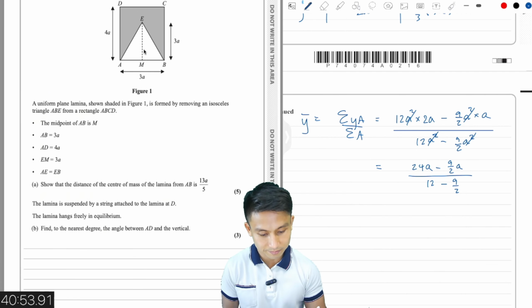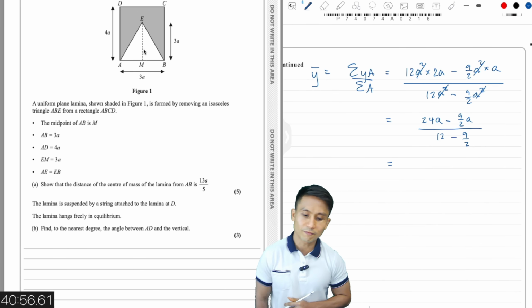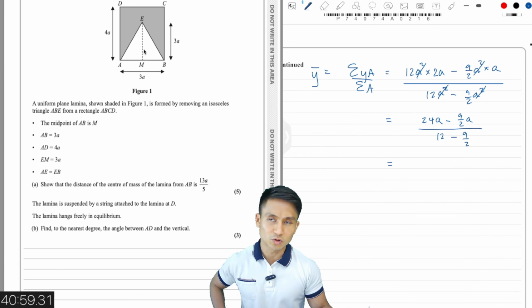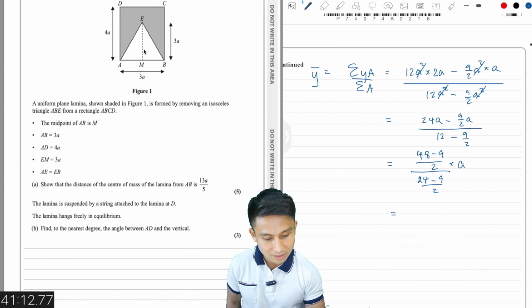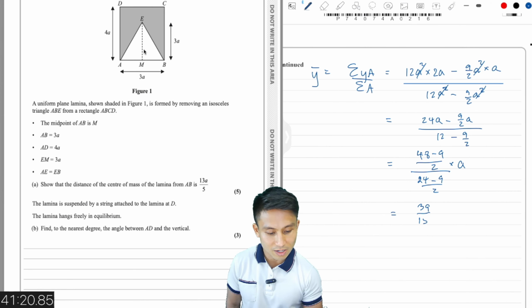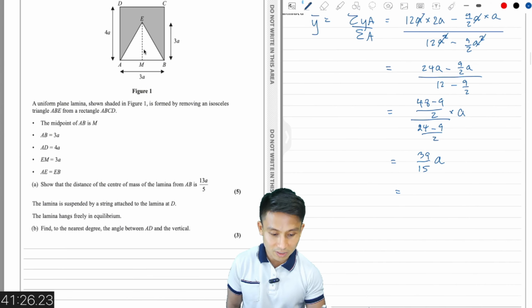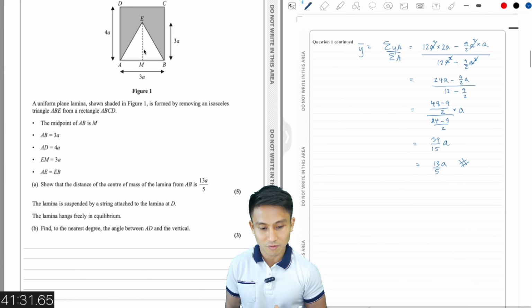Interesting, yeah, okay. So 24 minus 9 over 2, so I make it 48 minus 9 over 2, and A is outside here. So the 2 cancels, you get 48 minus 9 is 39, right? Divided by 15, that would be 15A. So using 13 to cancel, 3 to cancel, we get 13 over 5 A. Yep, as required, from AB.